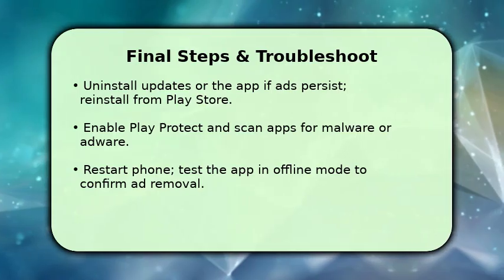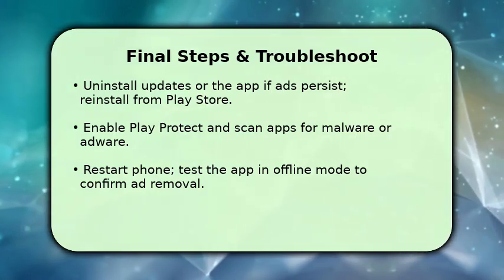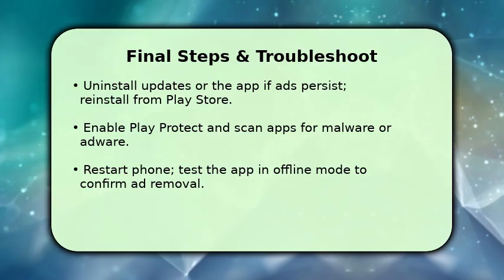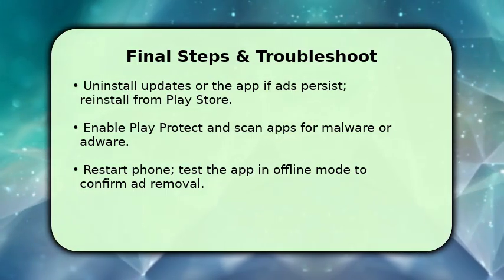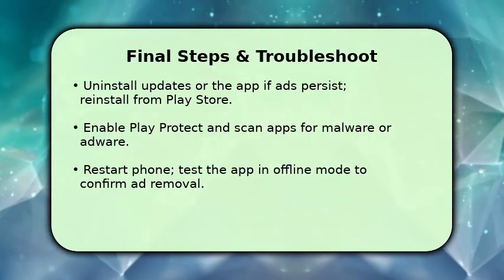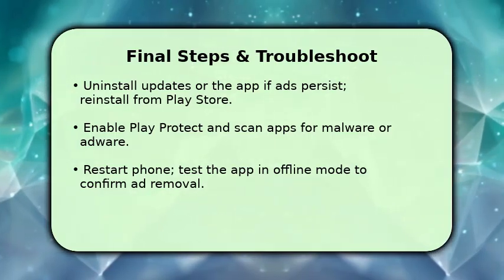Restart the phone to apply all changes, then run the app in airplane mode to confirm in-app ads are gone. If problems persist, factory reset as last resort, but only after backing up. This removes deep adware that settings can't fix.